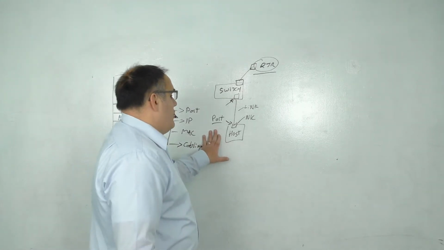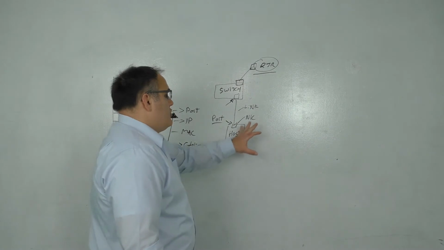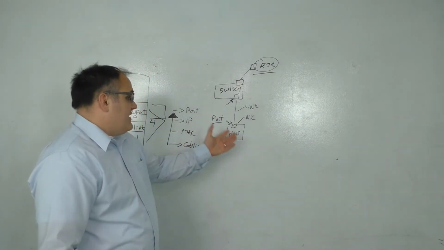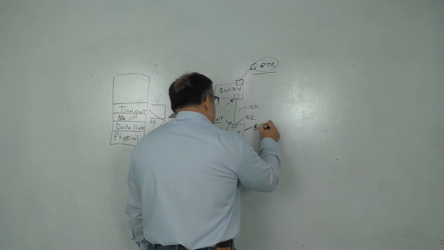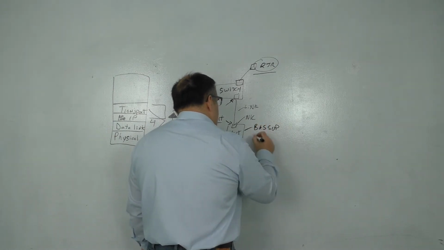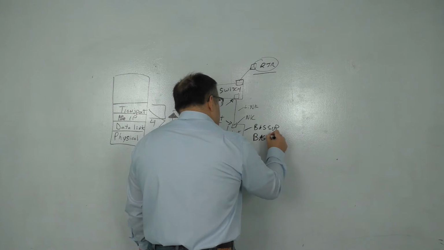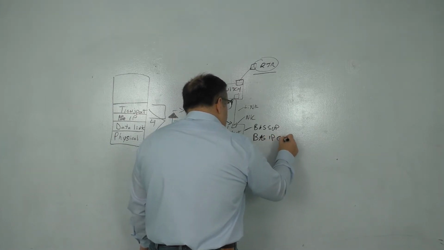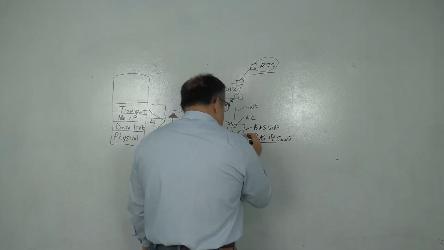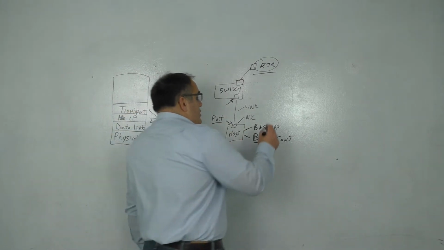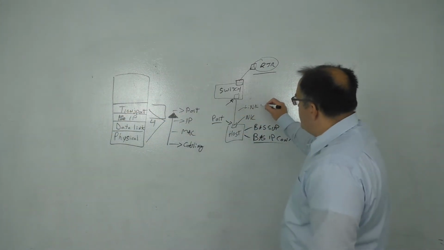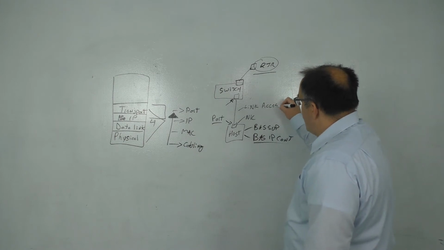Okay, so you've got your host and your network interface card. Your network interface card physically allows that host to connect to the network. A host, once again, could be a BAS supervisory device. It could be a BAS IP controller. It could be a variety of different devices. So this network interface card has a link. There are two kinds of links, as I mentioned. This is an access link.